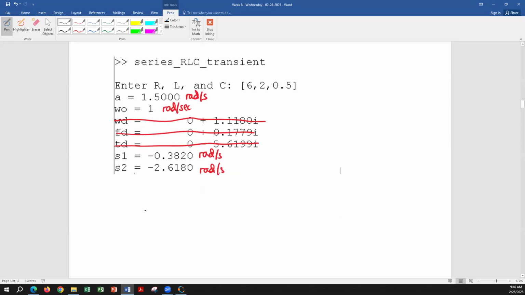So since it's an overdamped circuit, the current expression is going to be A1 e to the power S1 t, and I'm just going to keep it as S1, plus A2 e to the power S2 t. S1 is negative 0.38, S2 is negative 2.61. Another question to you guys. Which root is the dominant root? That is, which root is going to define the shape of the response?